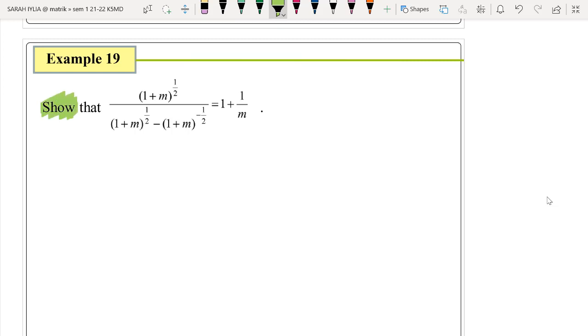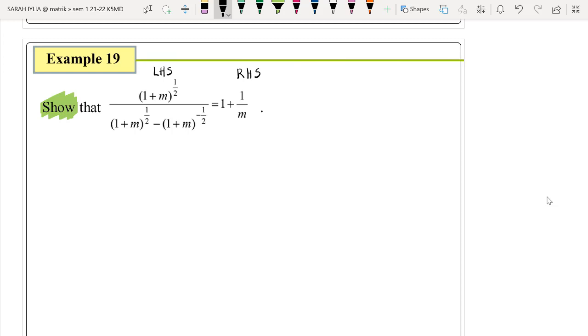Okay, when it comes to show questions, kita tak boleh mula terus daripada equation ni. Tiba-tiba nak solve, tak tahu nak mula apa. Okay, bila soalan show, soalan proof, kita mesti pecah kepada dua bahagian. First is left side. Another one is right side. Kita kena pilih salah satu side untuk first step. Kita tak boleh mula terus dua-dua serentak.